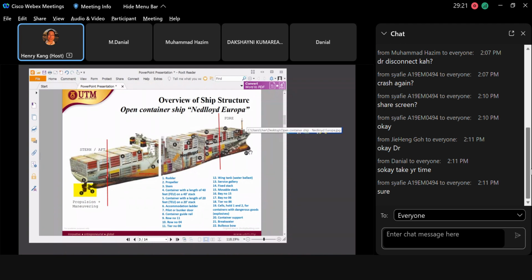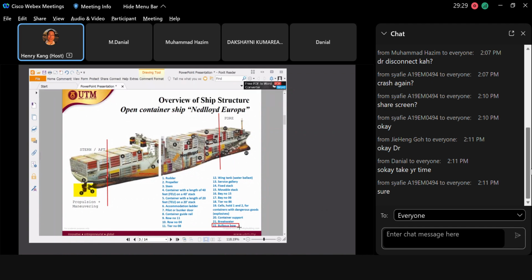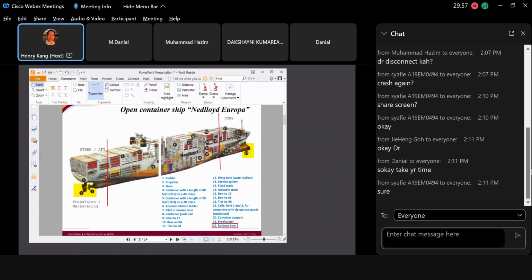Okay, and on the opposite, at the fore part, the one that made us feel interested is the bulbous bow, the bulb in the fore part. The bulbous bow is the part to cut the water. Sometimes we will also install something in the bulb as well, something like radar, sonar, and so forth.